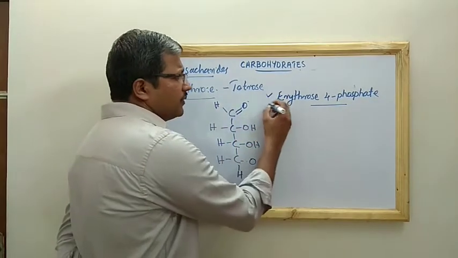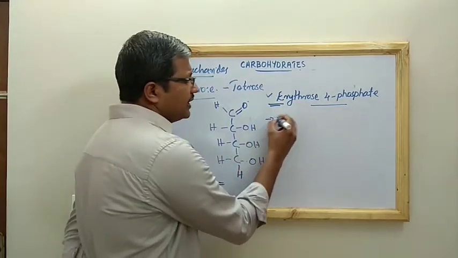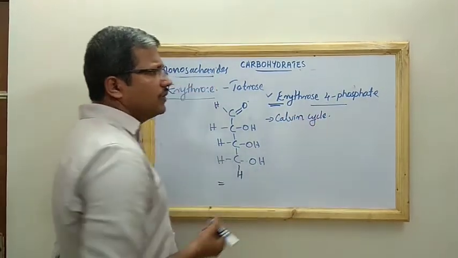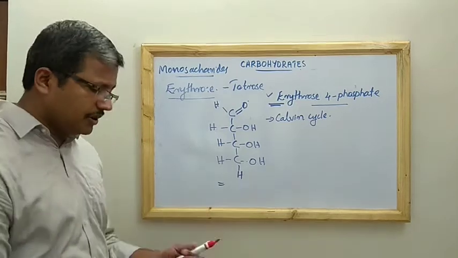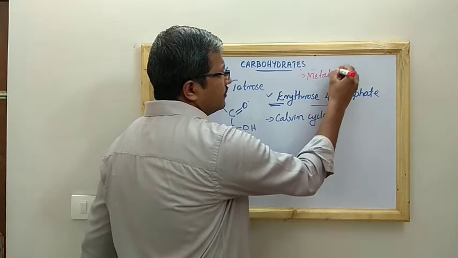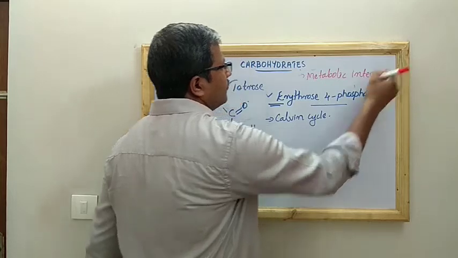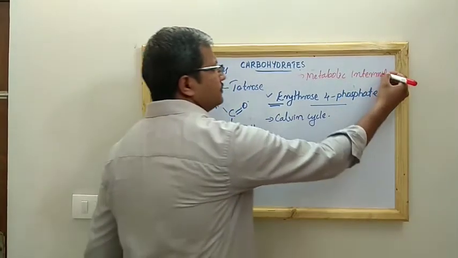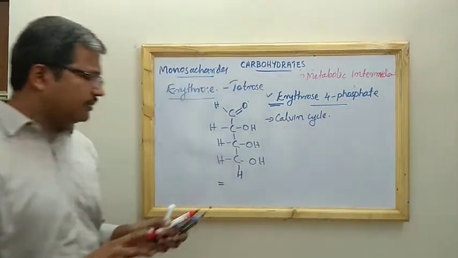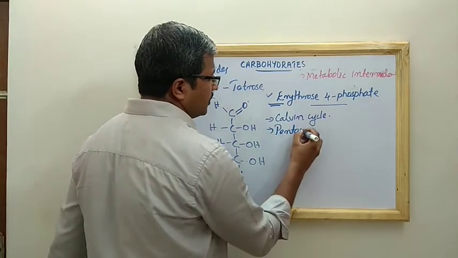Anyway, this erythrose 4-phosphate is actually playing a role. So where will it be playing? You can see that in the case of the Calvin cycle, this erythrose 4-phosphate becomes a metabolic intermediate only. So this one is also functioning like a metabolic intermediate. And we can see that it is a metabolic intermediate in the Calvin cycle, then the pentose phosphate pathway.